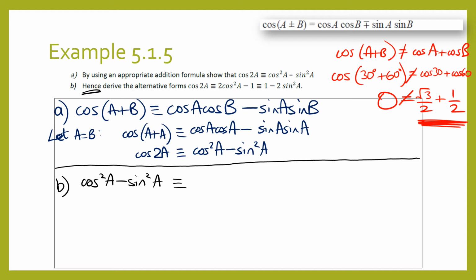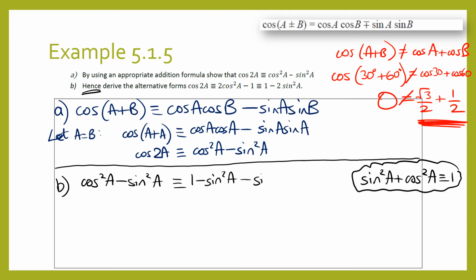I'm going to use an identity from AS Maths. Sine squared A plus cos squared A is always equal to 1. And I can use that to, for example, replace cos squared A with 1 minus sine squared A. So what happened there was cos squared A got replaced with 1 minus sine squared A. And we're collecting like terms here. 1 take away 2 lots of sine squared A. So that's one of them done.